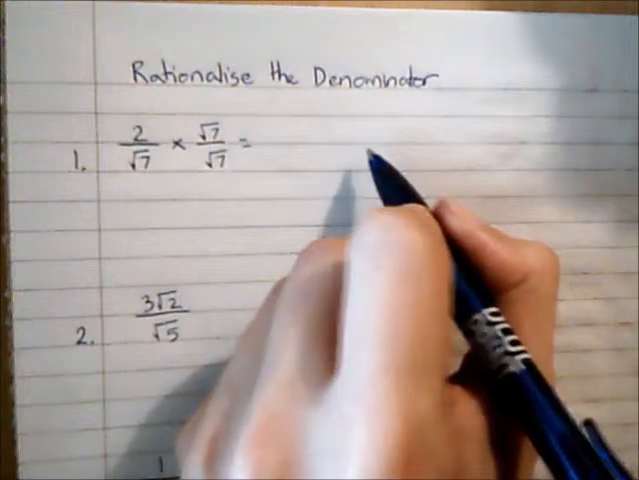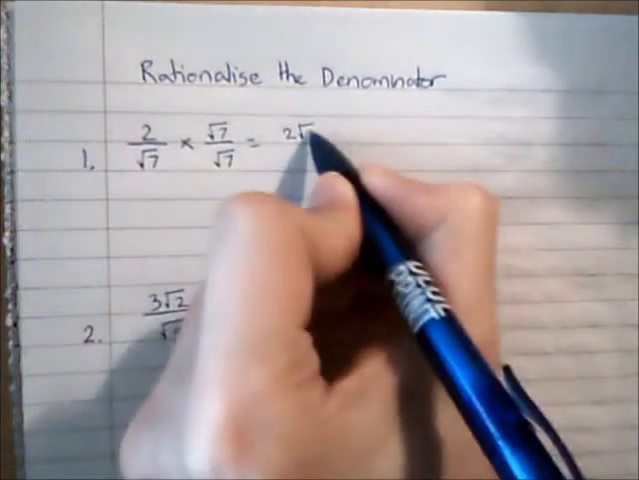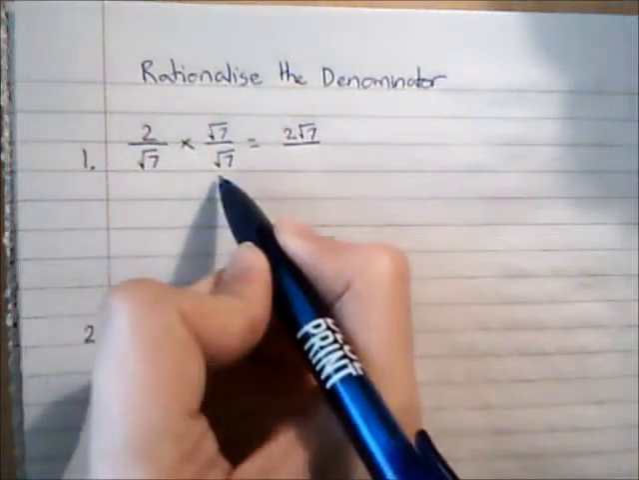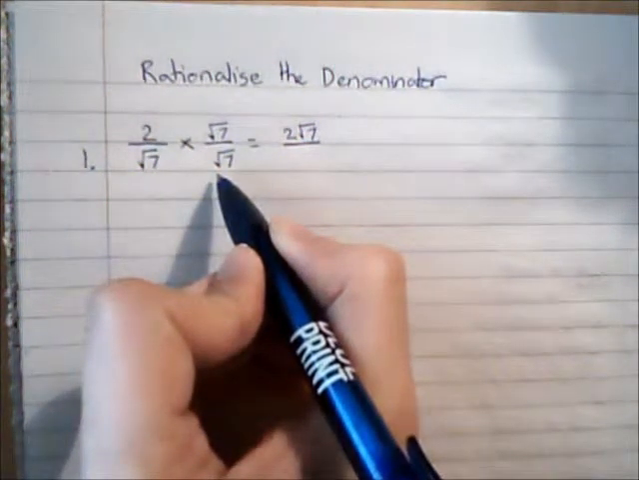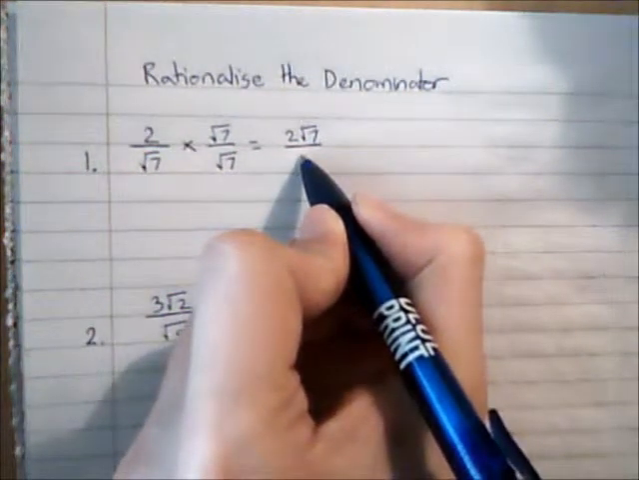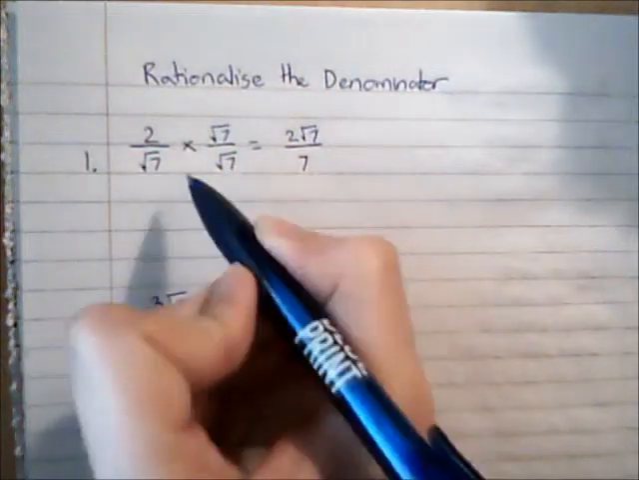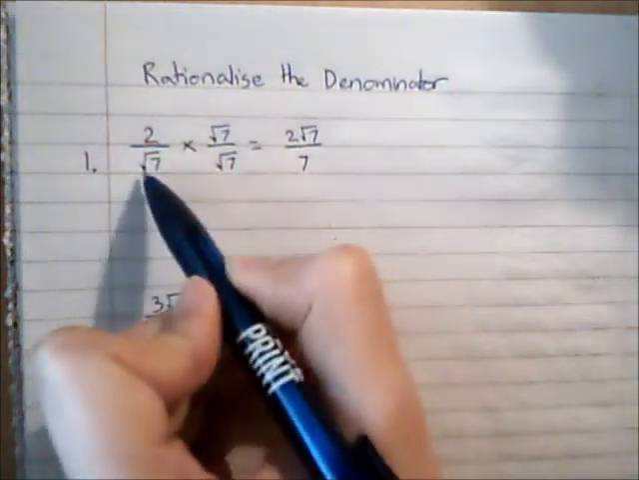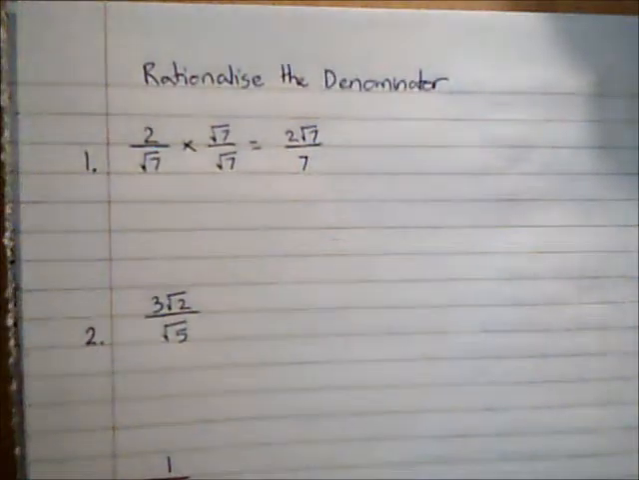So the numerator, 2 multiplied by root 7, will become 2 root 7, and the denominator, root 7 multiplied by root 7, well, root 7 times root 7 is going to be root 49, which is just 7. So you can either think of it as root 7 times root 7 is root of 7 times 7 is root 49 is 7, or that multiplying by itself is just doing the inverse of the square root in the first place.